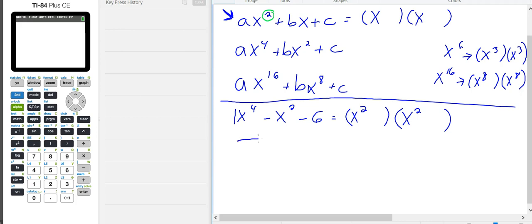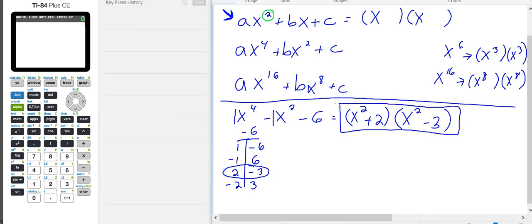We find factors of the c term, which in this case is -6, that add up to our b term, which in this case is -1. Factors of -6 are +1 and -6, -1 and +6, +2 and -3, -2 and +3. Which one of these adds up to -1? +2 and -3. So we just plug those in. +2 minus 3. And this is the answer.